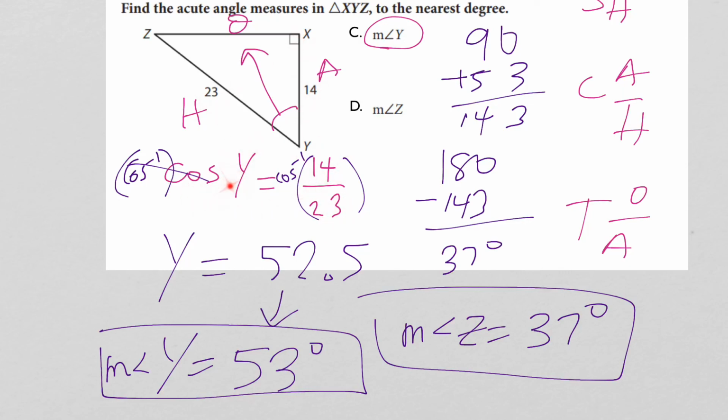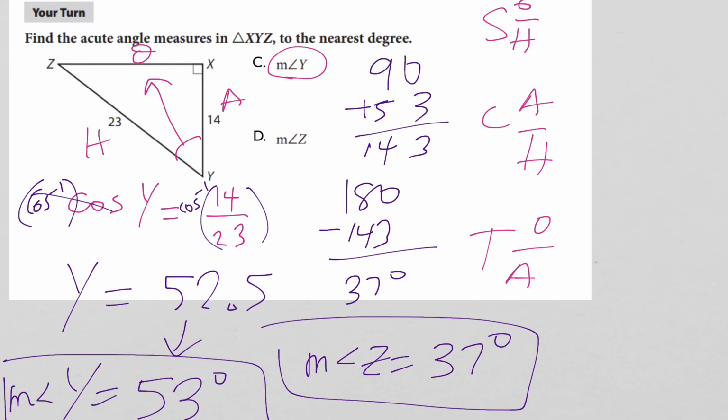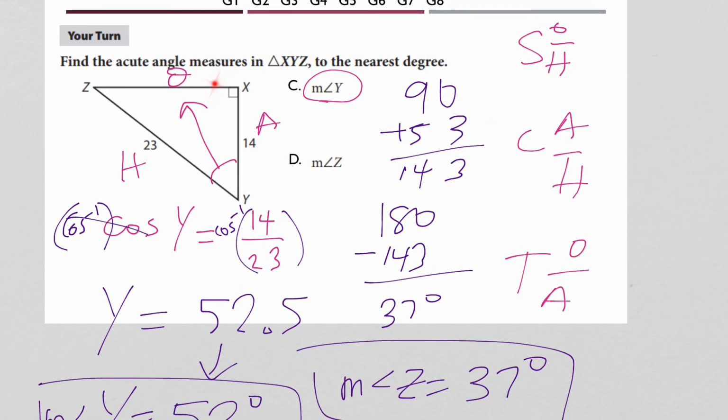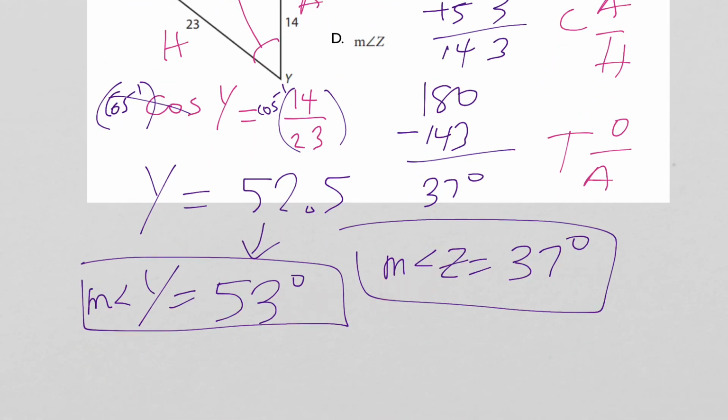Because I'm looking for the measurement of the angle, I have to get rid of cosine. The inverse is cosine inverse. So those two cancel, and then I do cosine inverse of this fraction. When I typed it into Desmos, it gave me 52.5, and I rounded this to 53. Then instead of doing another trig function, I did 180 minus 90 minus the angle I found, 53, which ends up giving me 143. When I subtract it, I get 37, which is the measurement of angle Z. So if you got it right, you got these two.